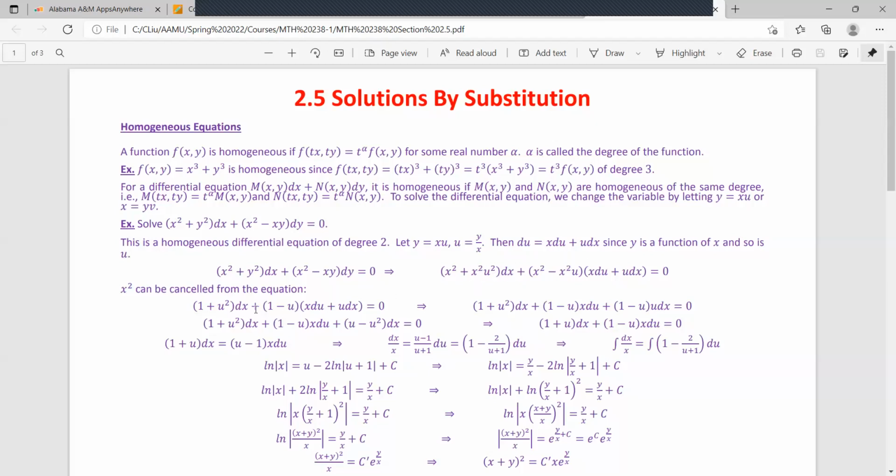Okay, so then the equation becomes 1 plus u squared if you cancel x squared. And here, you just get 1 plus u squared times dx plus 1 times u. You have to cancel x squared here and here. So (1 minus u) times x du plus u dx equals 0. So that's the equation after simplification.